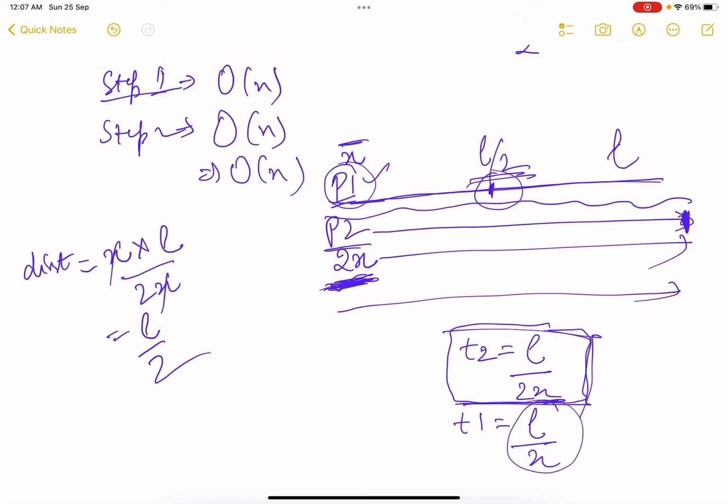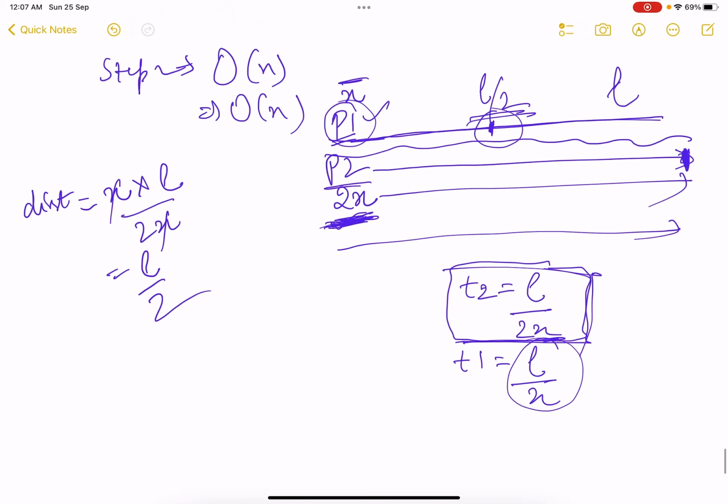So that means two persons traveling at speeds of x and 2x, when the second person, the faster person, reaches the end of the line, the slower person is just at the middle point, right? And what we need to do is find the middle point in this case for this list, and we need to delete it.